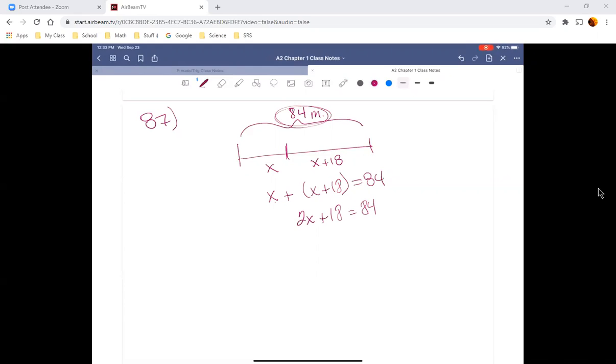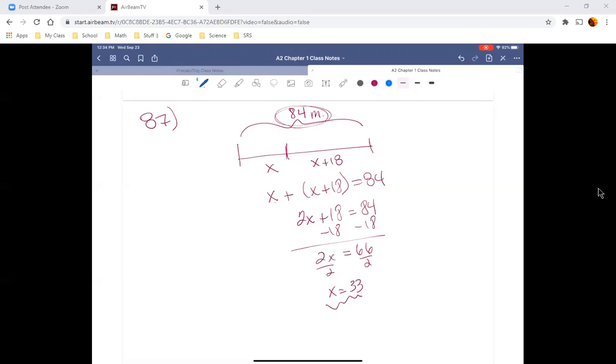What am I going to do now? Subtract 18 from both sides. So I'm going to get 2X equals 66. Yep. And then what am I going to do? Yep. And X is going to equal 33, right?